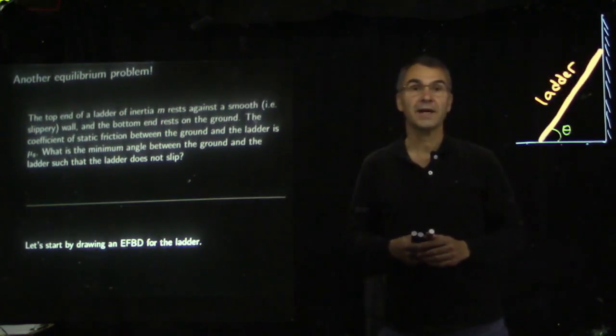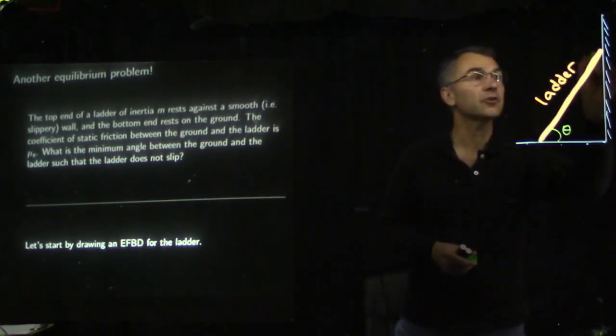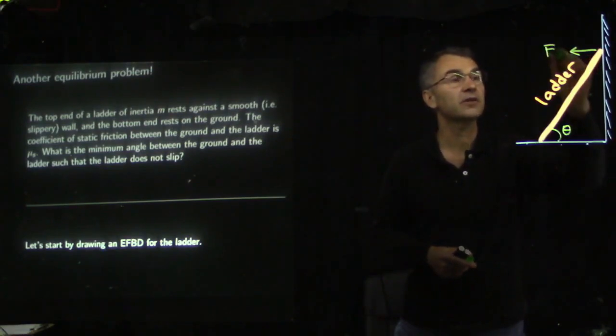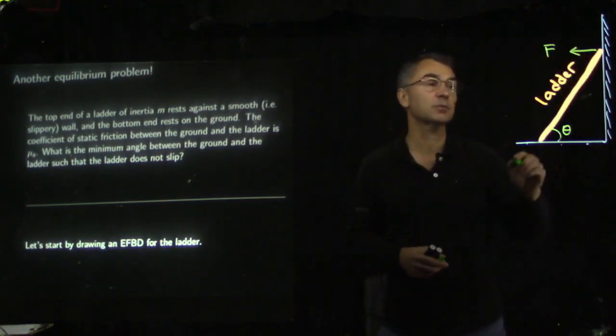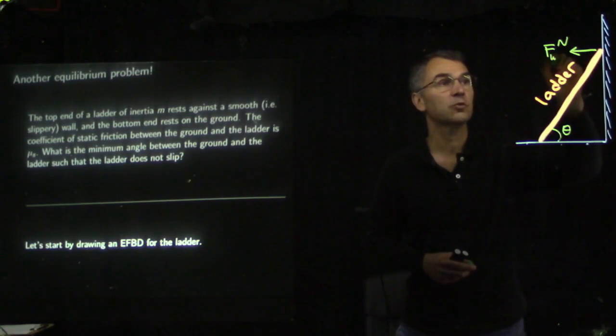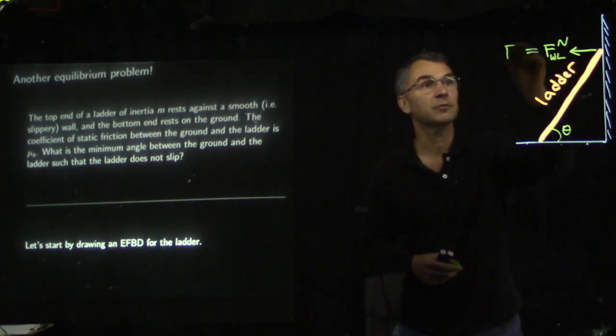Let's draw the forces acting on the ladder. The wall exerts a force to the left on the ladder. So we're going to call this the contact force. That's actually kind of a normal force. Let's call it the normal force by the wall on the ladder. But then let's give it a nickname. We'll just call it the wall force.